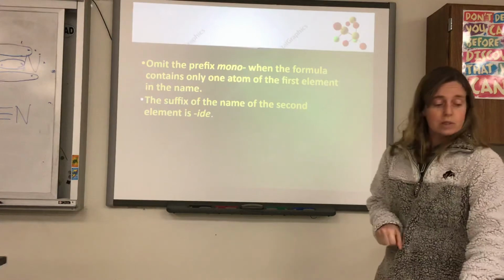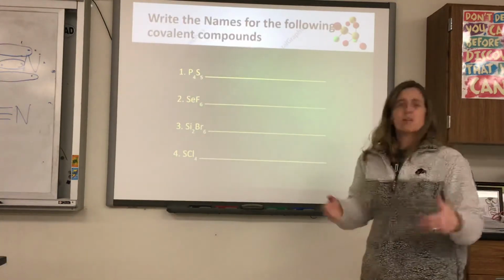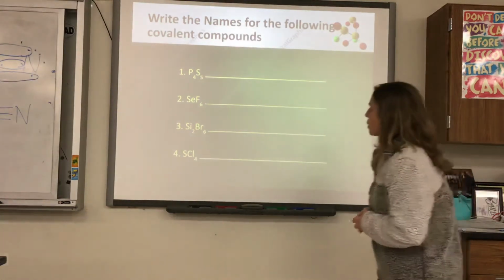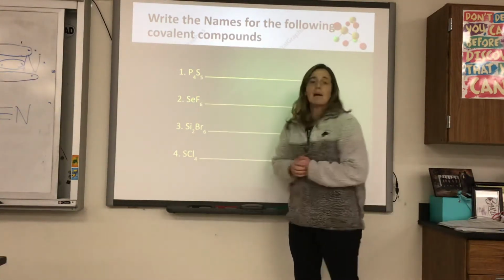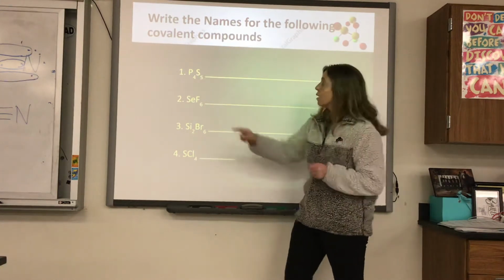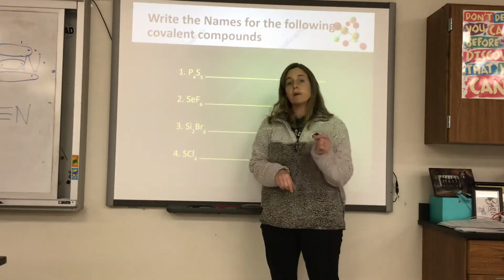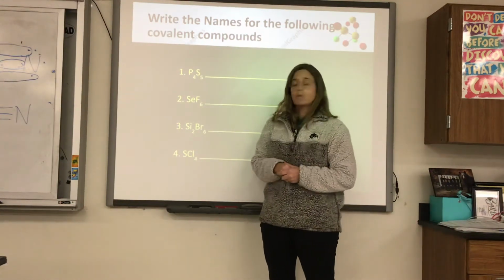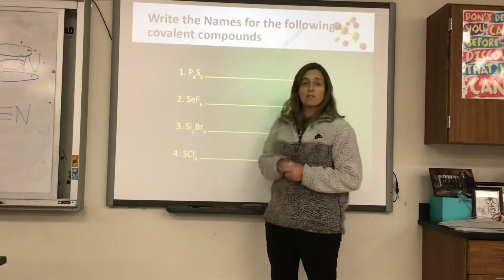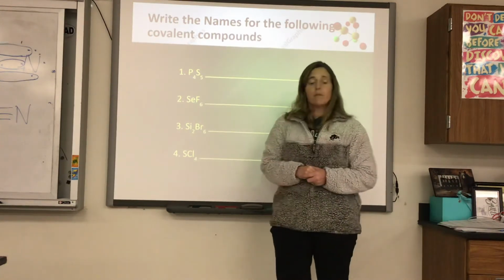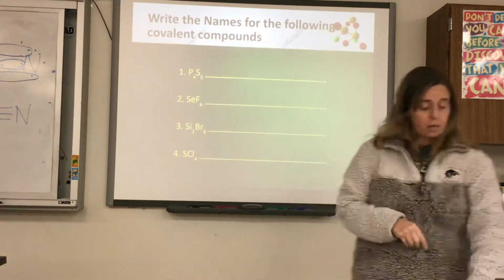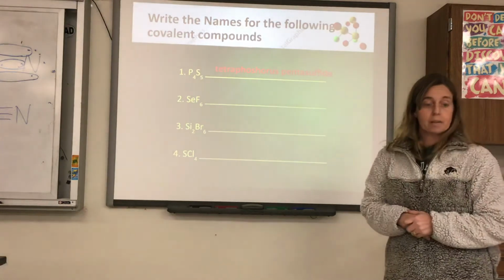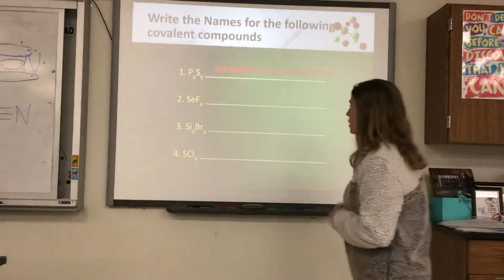So let's do some examples here, because it's easier to understand this if we just work with some examples. What we have here is P4S5, okay? The 4 on the phosphorus is going to tell you what the prefix is. If you go back to that prefix table, 4 is tetra. So this would be tetraphosphorus, and 5 is penta, so it's going to be pentasulfide. Okay, so tetraphosphorus pentasulfide.